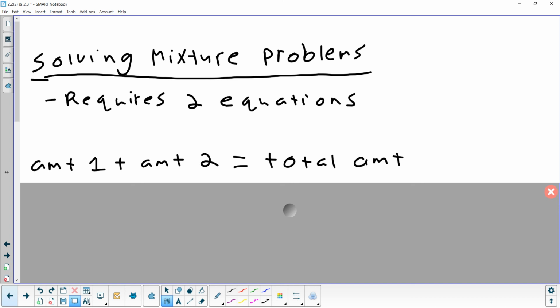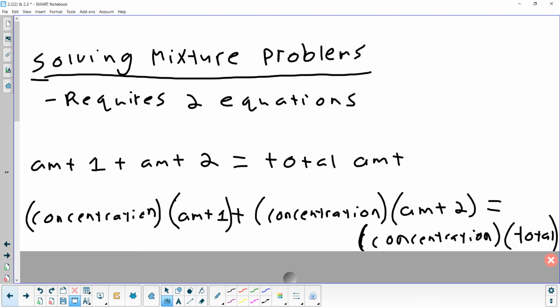But that equation doesn't take into account the concentration, like the percentage. They'll tell you. So maybe if it was a rubbing alcohol, you'd have a 70% solution and an 80% solution, and maybe you need to make a 73% for your experiment. So you'd have to mix the two together in just the right amounts. And that's what the second equation has to do with.